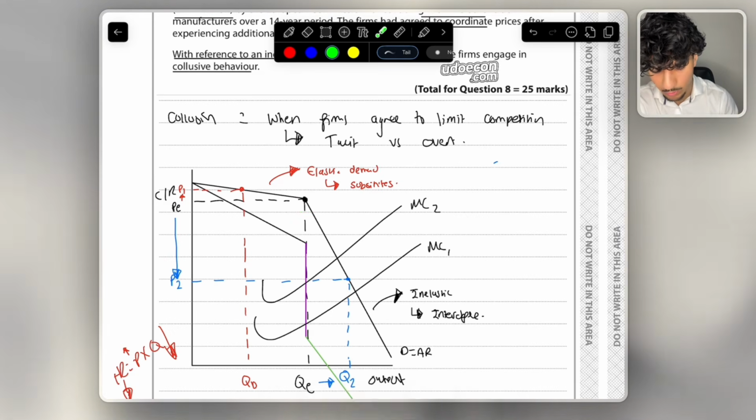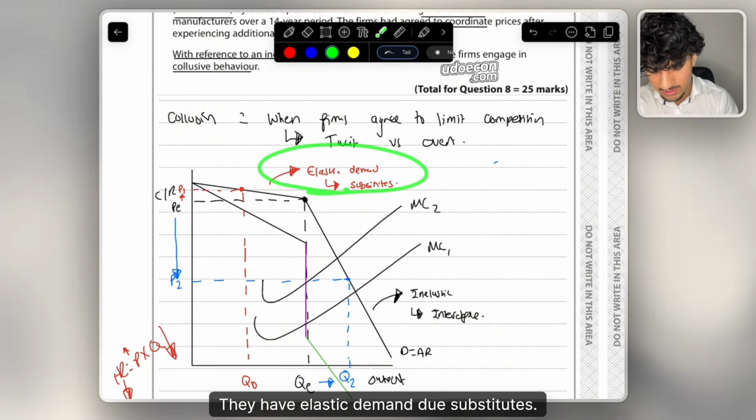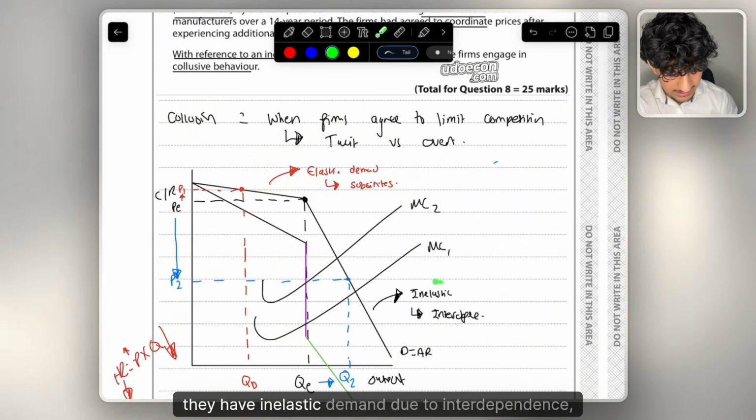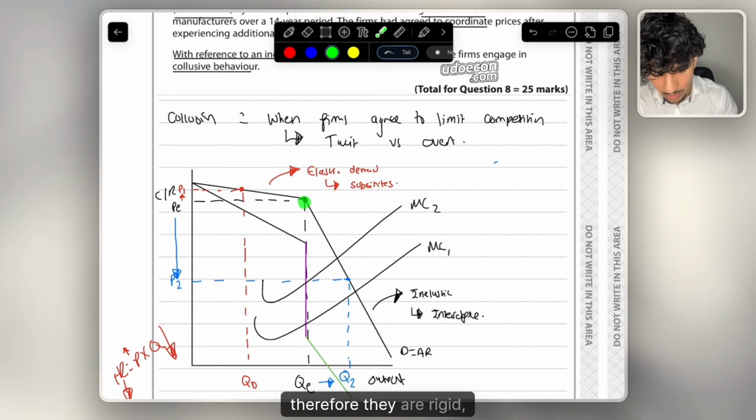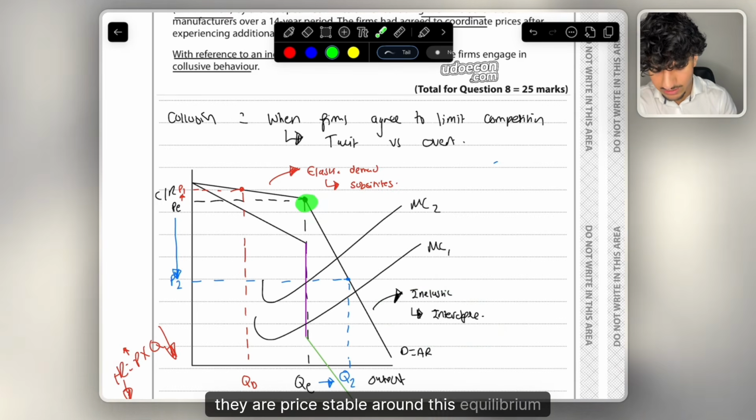As if they increase prices, what do you say? They have elastic demand due to substitutes, and if they decrease prices, they have inelastic demand due to interdependence. They lose out on revenue in both scenarios. Therefore, they are rigid, they are price stable around this equilibrium point.